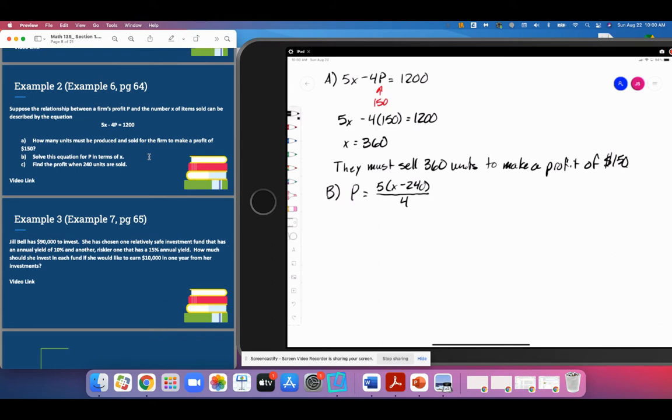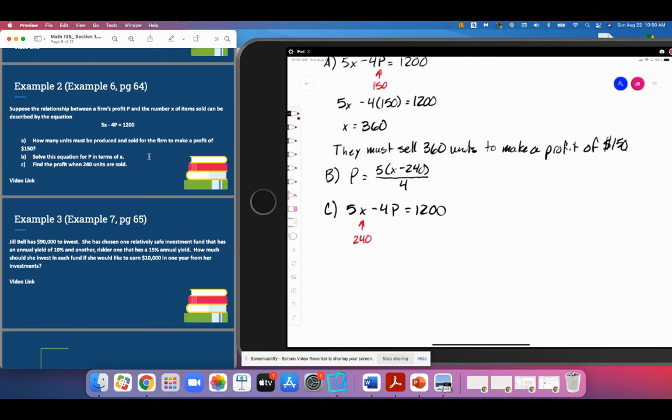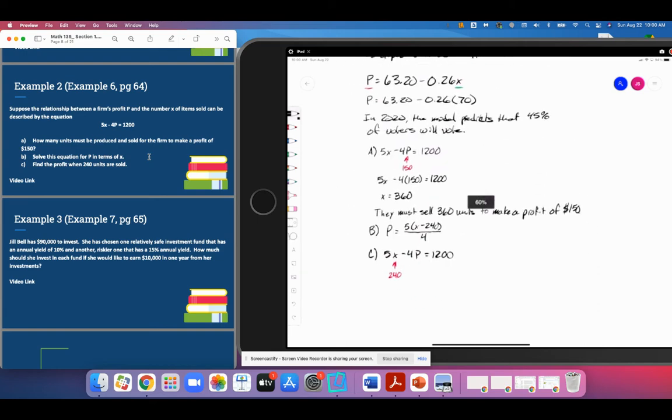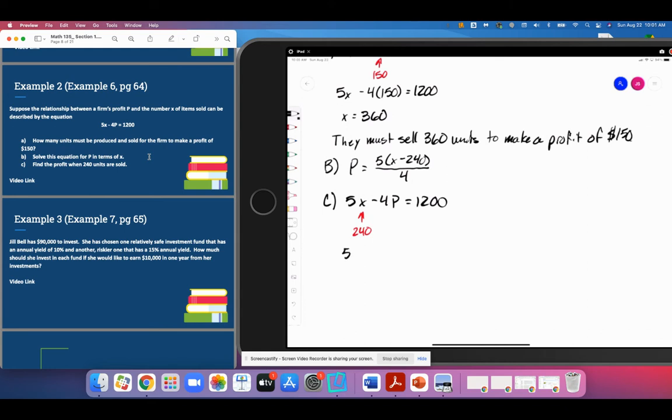And so here we go for part C, folks. I'm going to rewrite the equation. I've got 5x minus 4p is equal to 1200. And again, we need to remember that x is the units sold. And so that's 240 this time. We are going to be putting 240 in for x, not for p, because x is the units sold and we're selling 240 units. So we are going to have 5 times 240 minus 4p is equal to 1200.